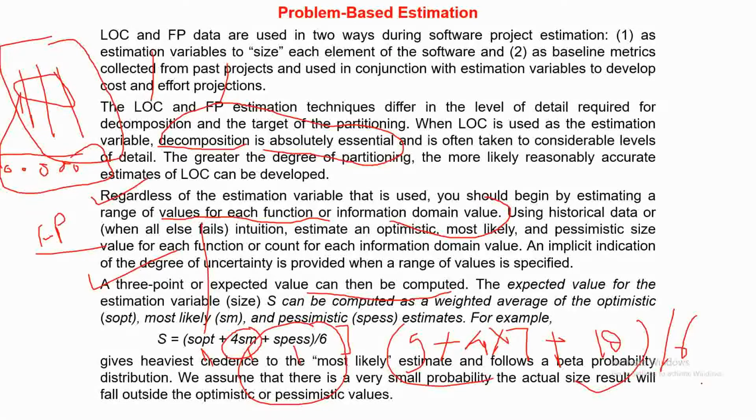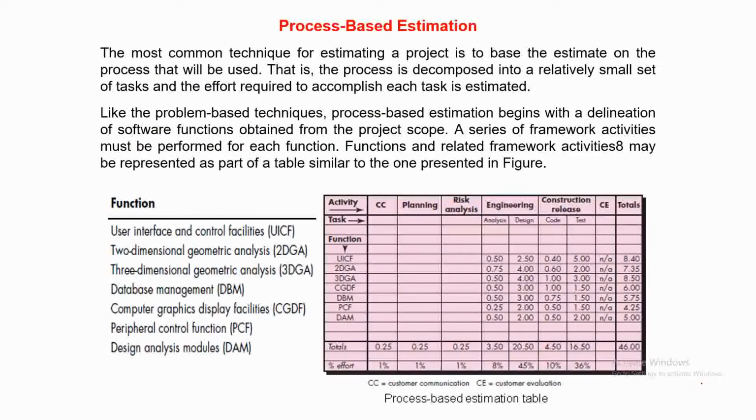So this is something known as problem based estimation. The next is process based estimation. You divide the number of activities that you are going to perform in this project.